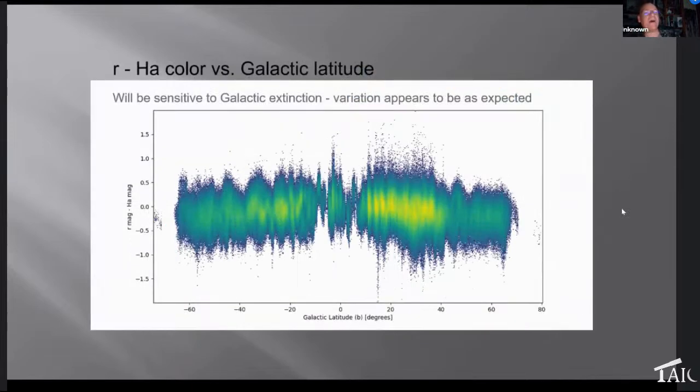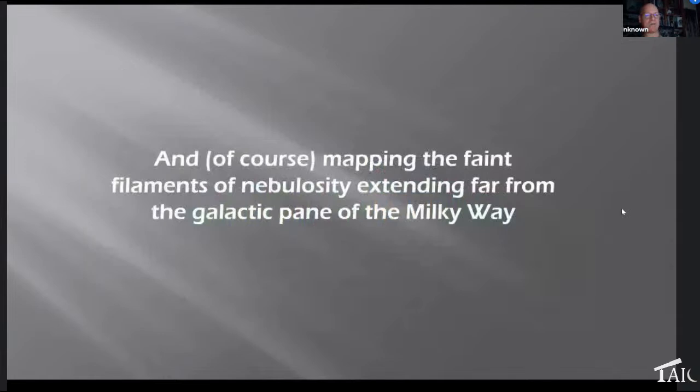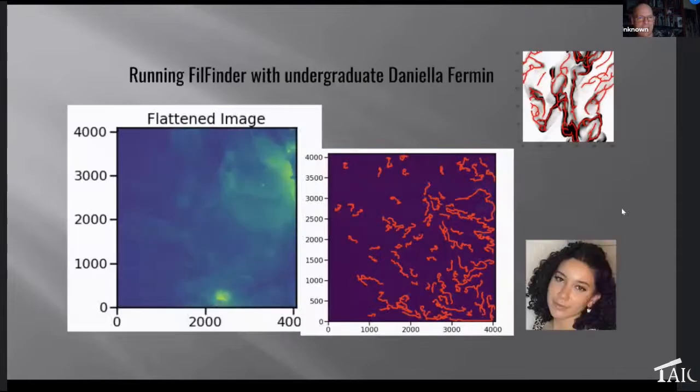But they're also measuring the extinction based on the galactic latitude and height above the horizon too. Apparently, our data was well within what they were expecting. And of course, they're also mapping the faint filaments of nebulosity extending far away from the galactic plane. This is one of the undergraduates, Daniela Furman, mapping a lot of the nebulosity around what we call the Horsehead here.